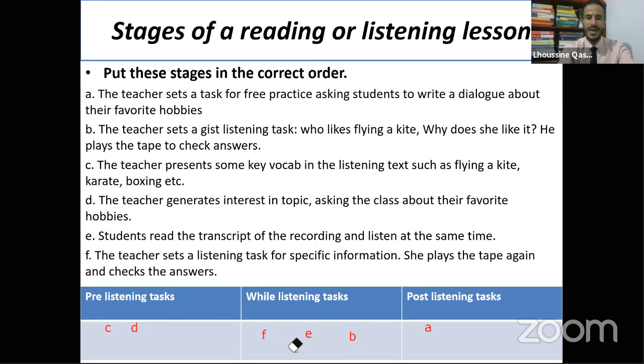Ikram said E is also while listening. E. Students read the transcript of the recording and listen. Do you think that E is while? E and B, yes, it's while. Great. Yes, so everyone, Fadwa, Firdaus agrees. Yes. B is pre and while. Okay, thank you. Now let's see the correction.